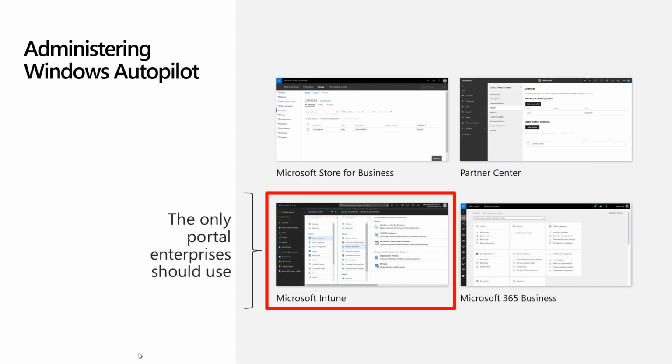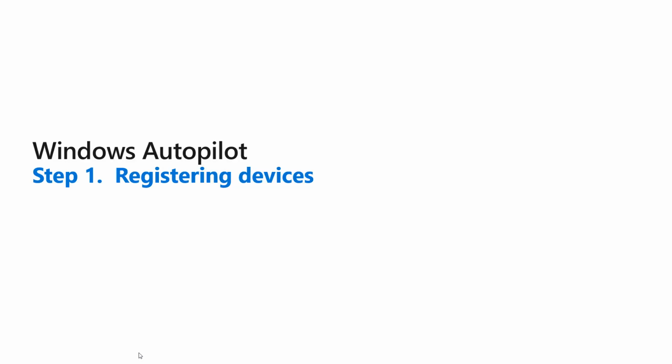How can you configure Windows Autopilot? You can use a few consoles: Microsoft Store for Business, Partner Center, Microsoft 365 Business. But the good way to use Autopilot is using the Microsoft Intune console. It's called Azure Intune. If you have a lot of experience with Intune, maybe you remember Intune Classic, Intune Silverlight, which you could use for Windows 7 management. But if you are talking about Windows 10 management, we call it Azure Intune, and you can use this console to manage your Autopilot and Intune settings as well.